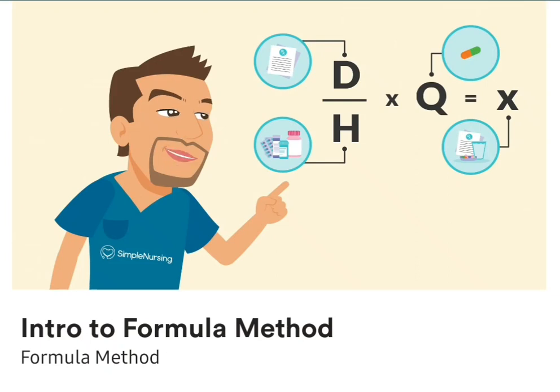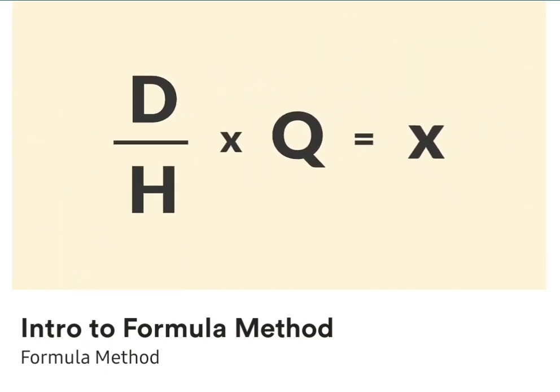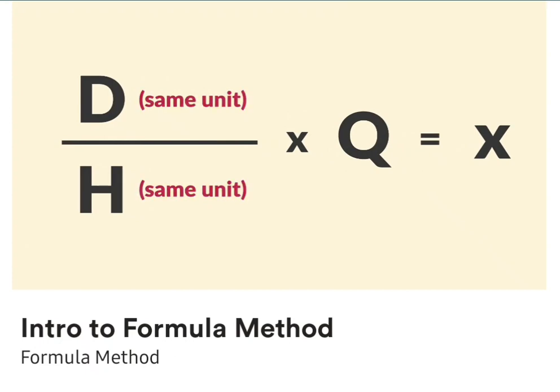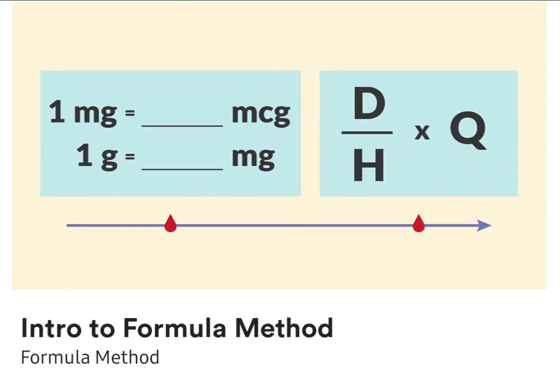Alrighty, now that we've identified all the components for the desired over have formula, let's discuss some other important information here. In order to use this formula, D and H have to be in the same unit of measurement. If they're not, you must convert them so D is able to match the H and vice versa. This can be accomplished by setting up a ratio and proportion equation here before using the desired over have formula. Now, this is done to calculate how much medication to administer to the client here. So you have to convert between milligrams and micrograms, or from grams to milligrams, etc.